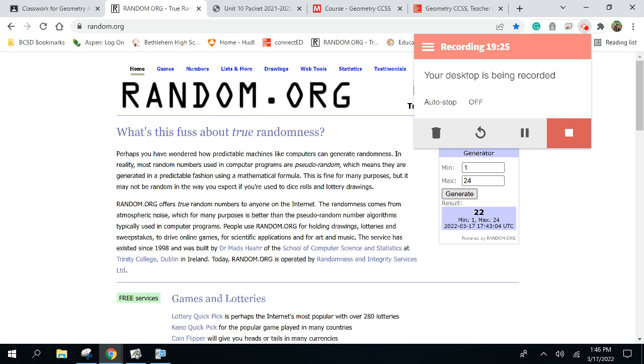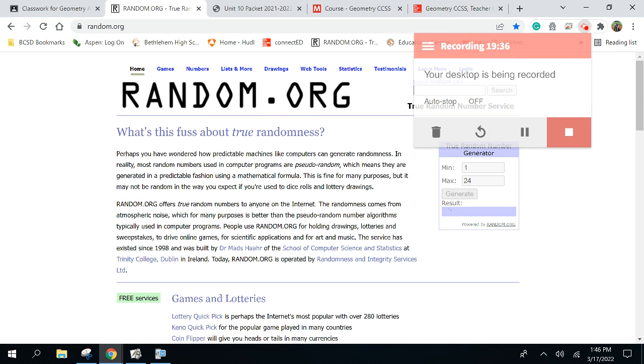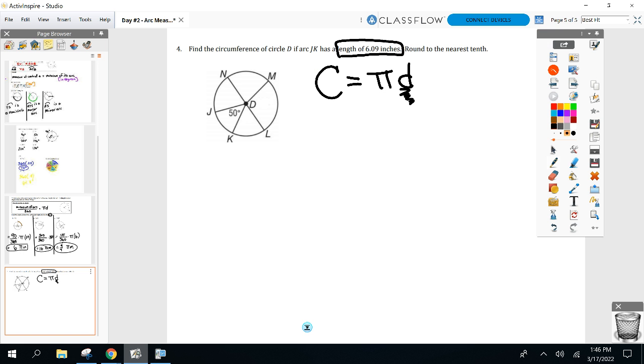All right, let's do this. I need to find diameter. What is 6.09 in this problem? Not the measure. Use the correct term, because measure is in degrees. This is not in degrees. This is the length, the length of the arc. Have I given you a formula today for how to find the length of an arc?